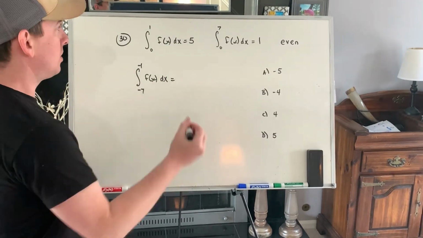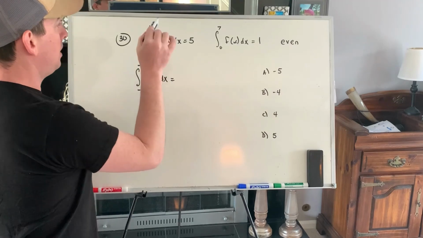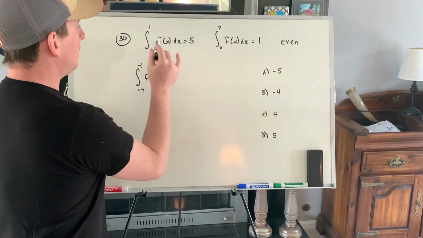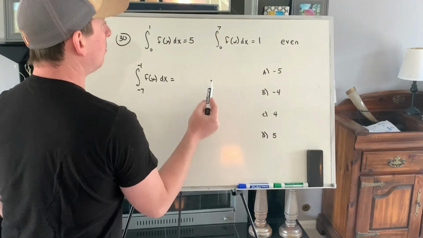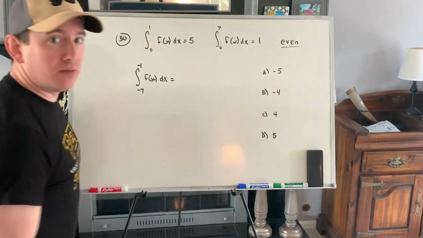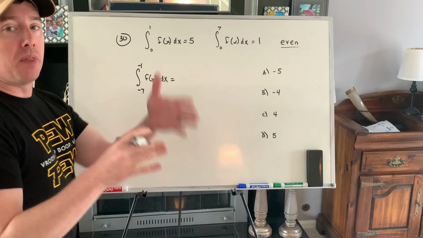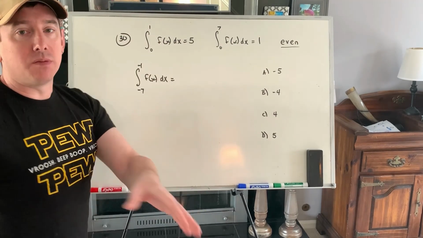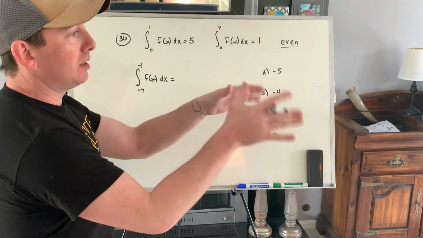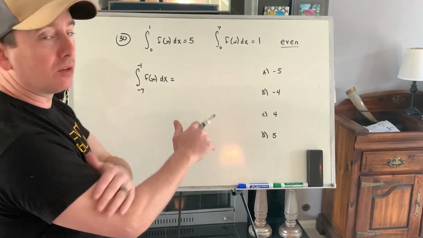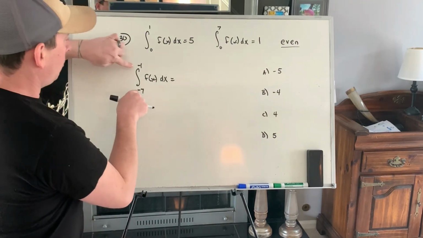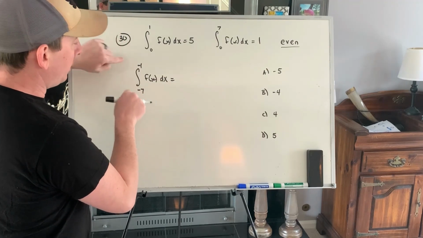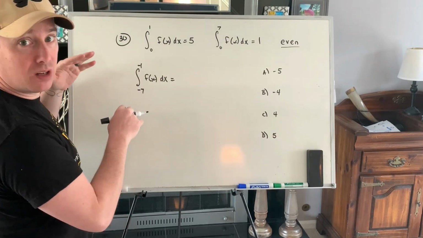Okay, for our last question here, we're given 2 integrals over the same function. If I integrate f from 0 to 1, I get 5. If I go from 0 to 7, I get 1. I'm also told the function is even. Remember that means you have y-axis symmetry. So whatever's happening on the left of the y-axis is a reflection of whatever's happening on the right side of the y-axis, which allows me to evaluate this from -7 to 1.